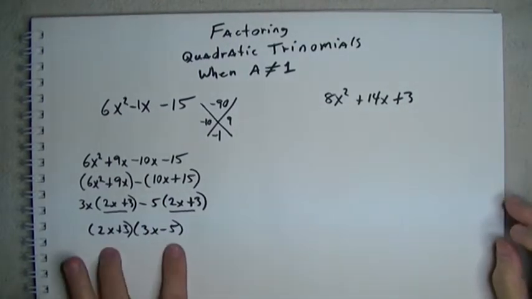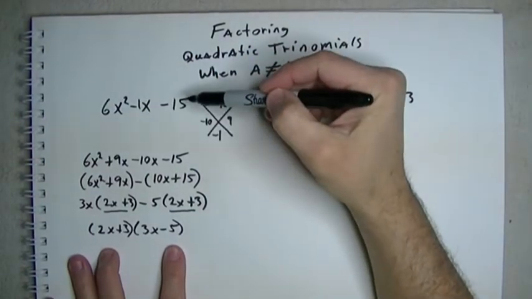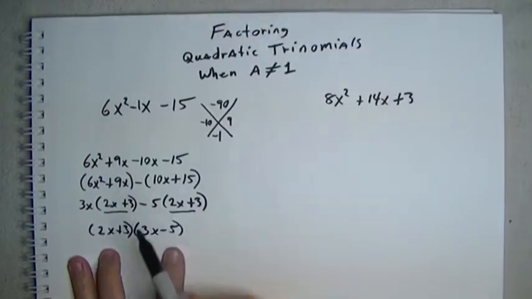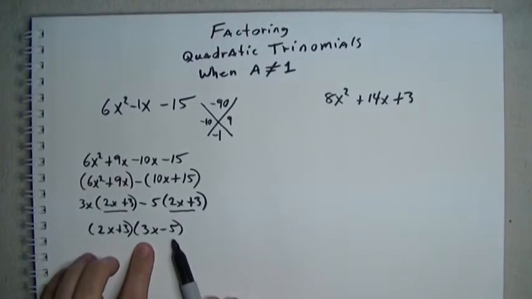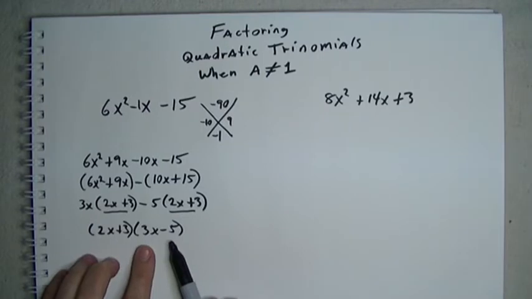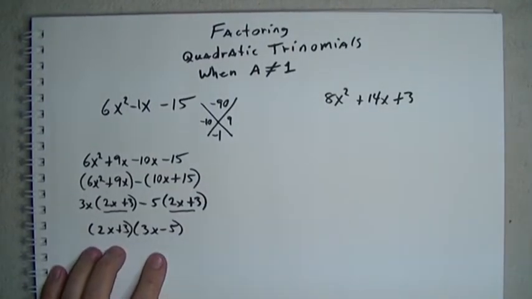And now I have successfully factored 6x squared minus x minus 15 into two binomials, 2x plus 3 and 3x minus 5. Now, it might be hard to understand just what a great thing we've accomplished here and how it will help us in the future.